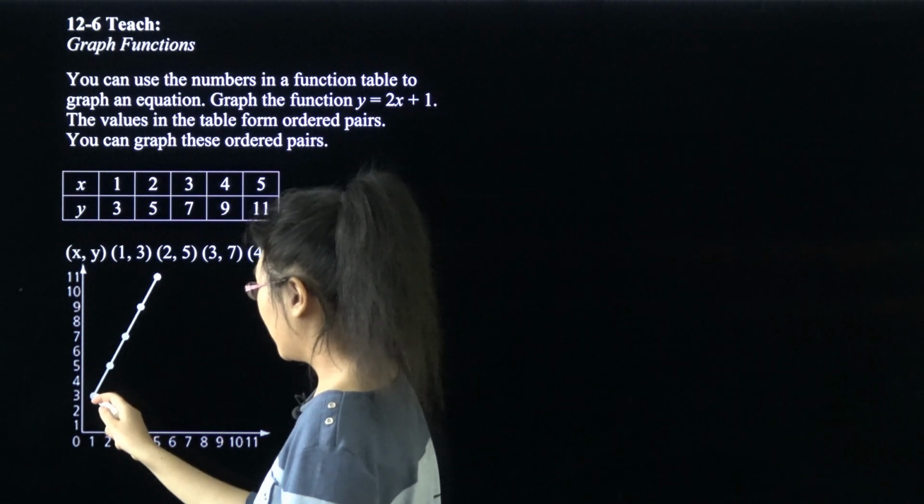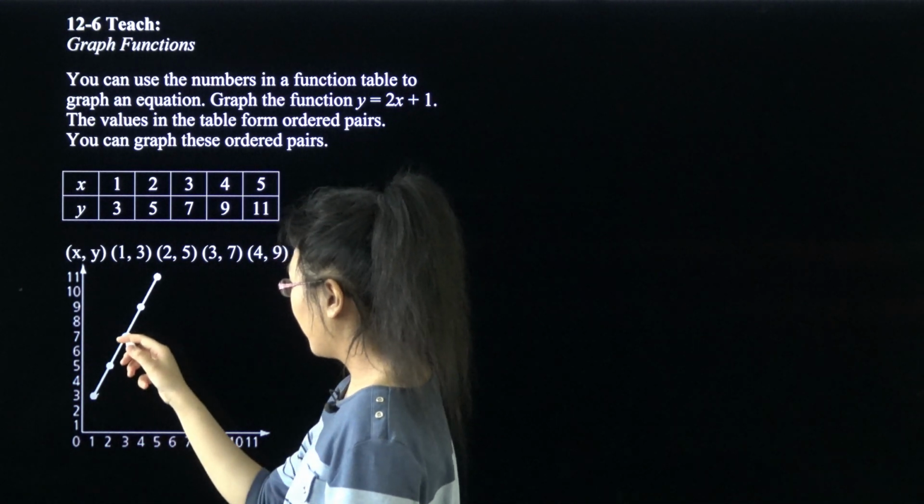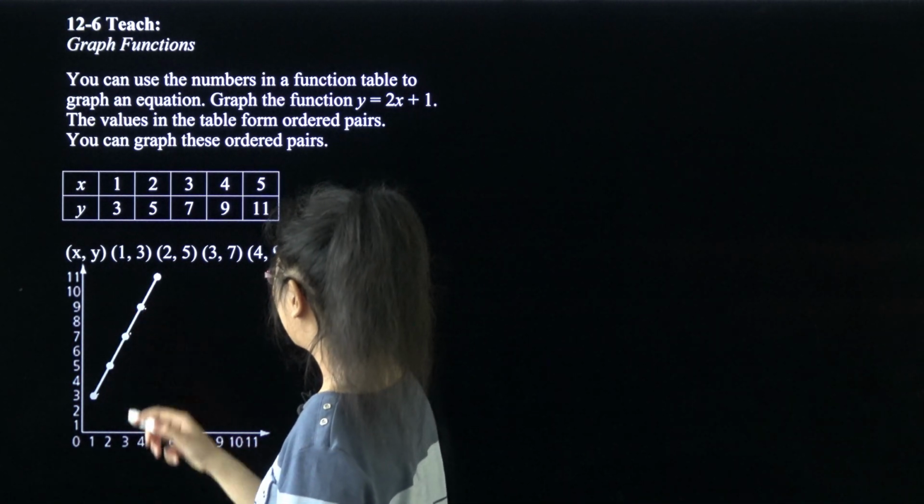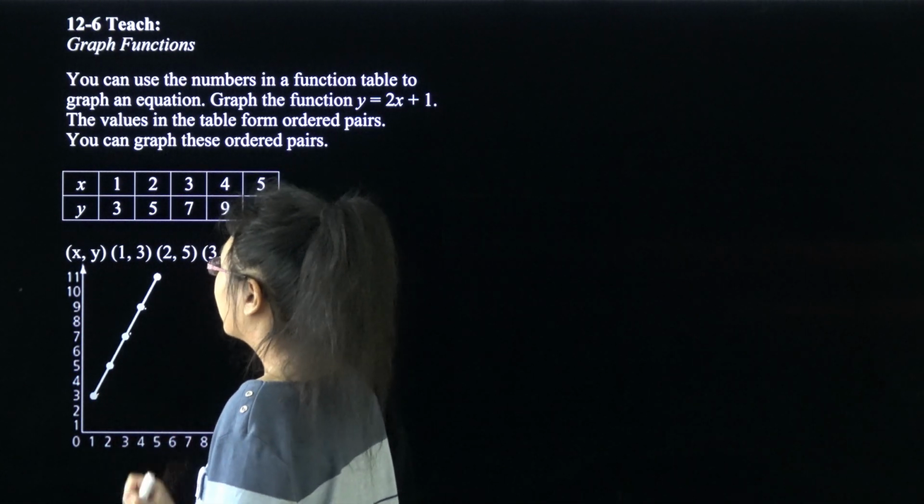So we have 1, 3, we get the point over here. 2, 5, we get the point over here. 3, 7, we get the point over here. 4, 9, we get the point over here. And 5, 11, we get the point over here. So then we graph it like this.